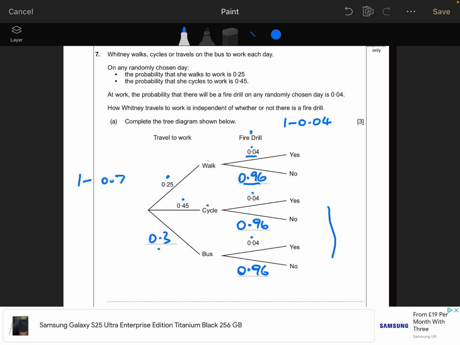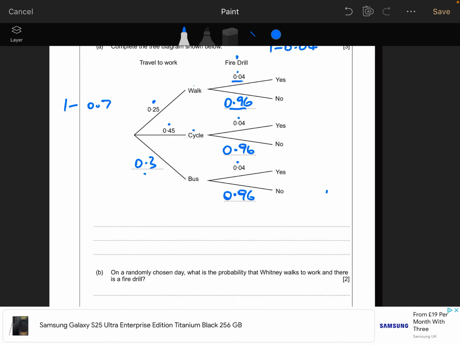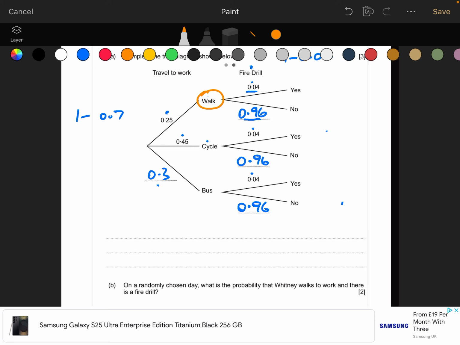Okay, now they're going to ask us a question about that tree diagram. It says, so I'll move up a little bit, on a randomly chosen day, what is the probability that Whitney walks to work and there is a fire drill? So she needs to walk to work and then there has to be a fire drill. So the route we're taking is this one. Okay, so I need to combine the probability of walking to work, 0.25, and the probability of there being a fire drill.